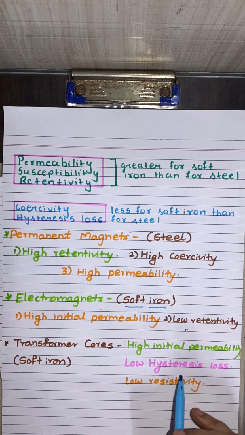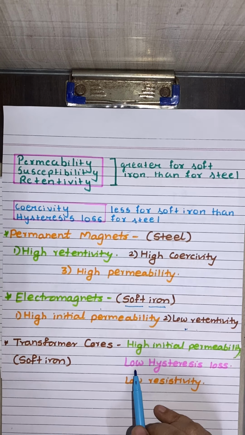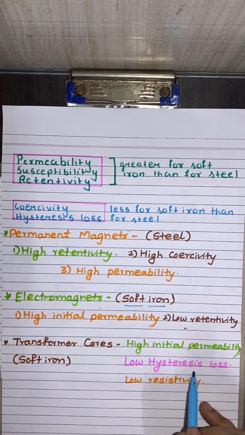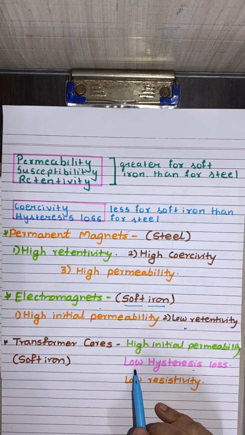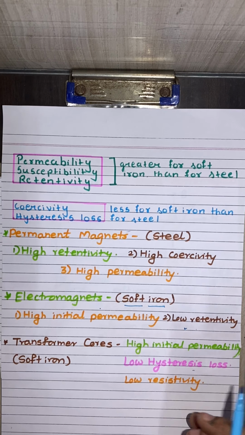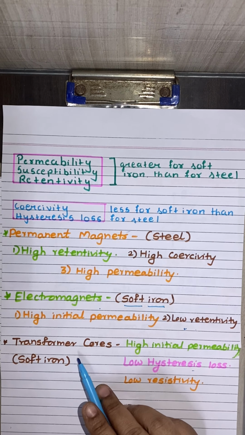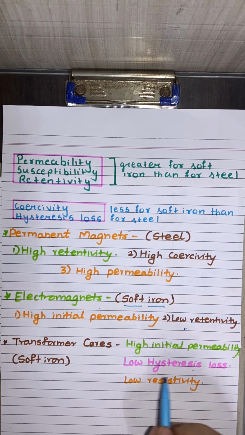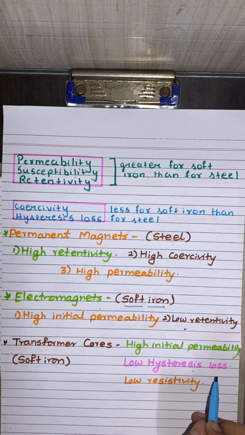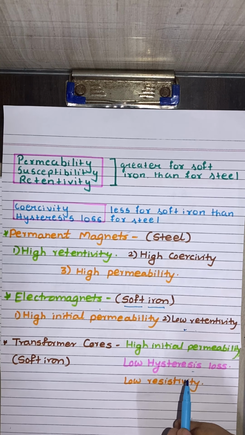Now the next one is low hysteresis loss. As we have said, hysteresis loss leads to heat loss. As the area is more, the heat loss is more. As the area is less, the heat loss is less. So we want the transformer core to have low hysteresis loss, since the materials are subjected to an alternating magnetizing field of high frequency.